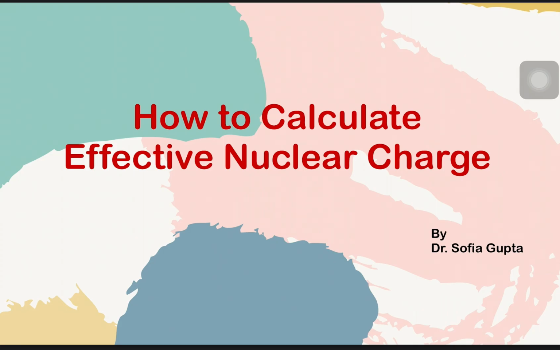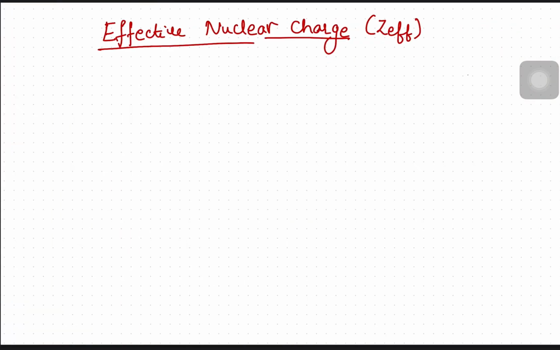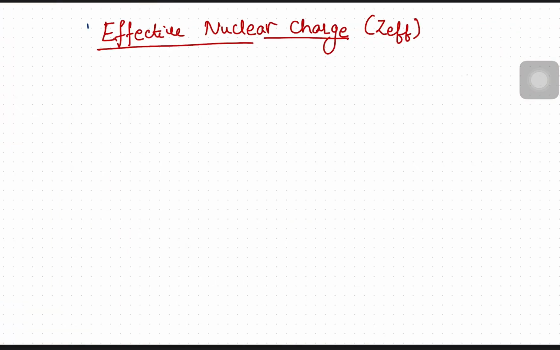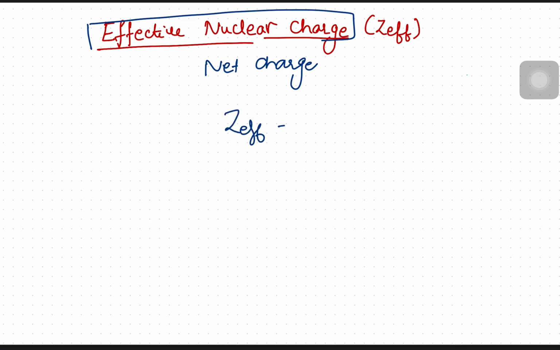So today we will learn how to calculate the effective nuclear charge. Basically, the effective nuclear charge is the net charge experienced by the valence electron in an atom. The formula to calculate Z effective is Z minus sigma, where Z is the actual nuclear charge, or you can say the actual atomic number, and sigma is a screening constant.